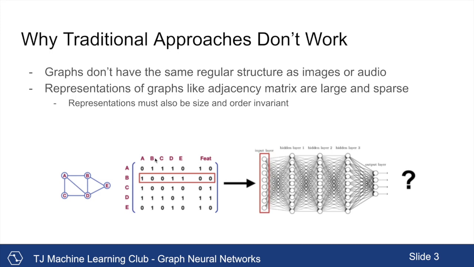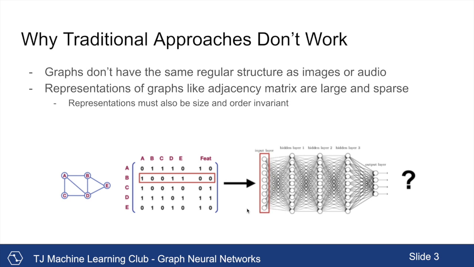Another issue is that, obviously these are alphabetically ordered, but a lot of times there's no inherent way to order the nodes in a graph. And so if you flipped around this order, this feature vector would be entirely different. And for neural networks, the order in which you present the information matters because it learns the connections in the order that you present it during the training data. So if you change it up later, it's not going to work.